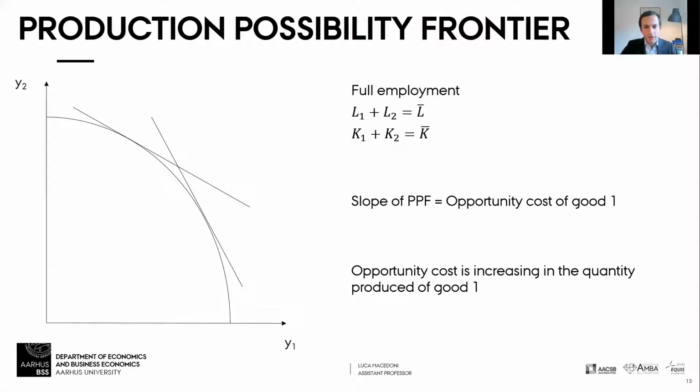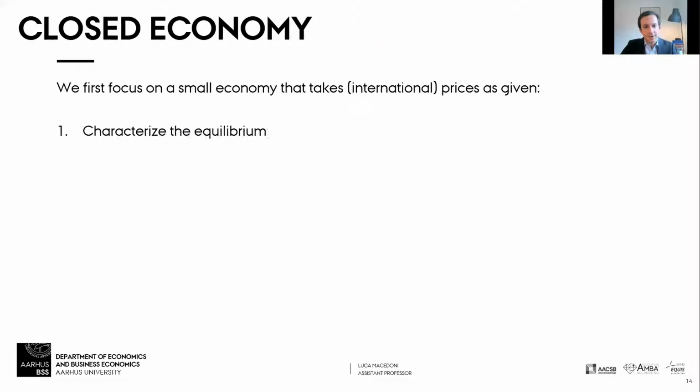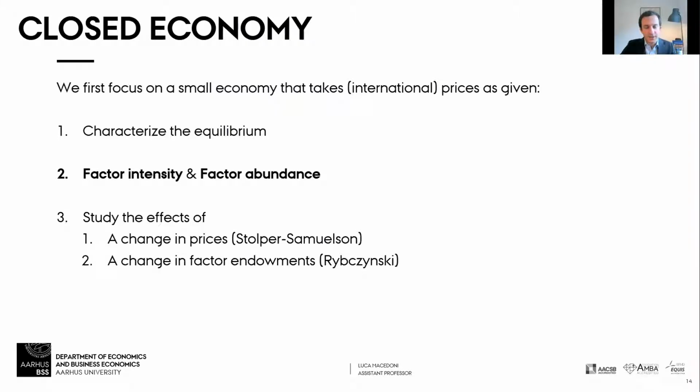Recall that we're considering a small open economy with two factors of production, labor and capital. The economy produces two goods, good 1 and good 2, and we have this concave production possibility frontier. We talked last time about the three steps of our analysis. First, we characterize the equilibrium, then we define factor intensity and factor abundance, and then we can study our theorems.